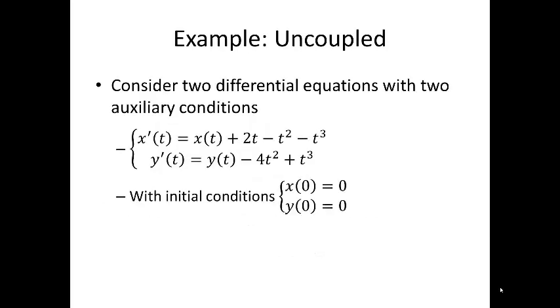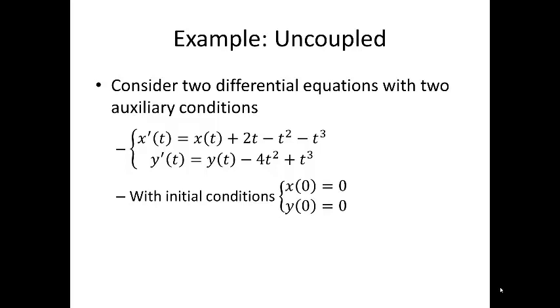So, consider these two differential equations. x prime of t is equal to x of t plus 2t minus t squared minus t cubed, and y prime of t is equal to y of t minus 4t squared plus t cubed. Initial conditions are x(0) equals 0 and y(0) equals 0. Now, this is superficially similar to the previous example, but it's actually a bit simpler. These two equations are not coupled, and they can be solved separately as two unrelated initial value problems.